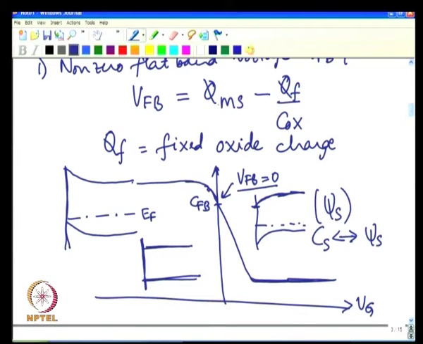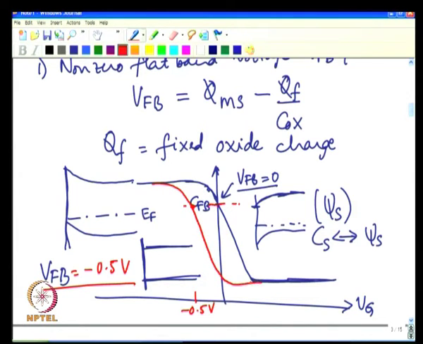So, if you have a non-zero phi ms, it will give non-zero VFB. And similarly, if you have a fixed charge, it will give non-zero VFB. All it will do is translate the CV curve along the gate voltage axis. In other words, if my VFB, let us say, is minus 0.5 volt, what it means is that in order to get the CFB value, I need to go to minus 0.5 volt. This is where I will get this capacitance value. After that, as I start applying more gate voltage, it will go towards this, and hence capacitance will start increasing. When I start applying positive voltages beyond minus 0.5, bands will start bending like this, and capacitance will start decreasing like this. So, what you will have is really this.